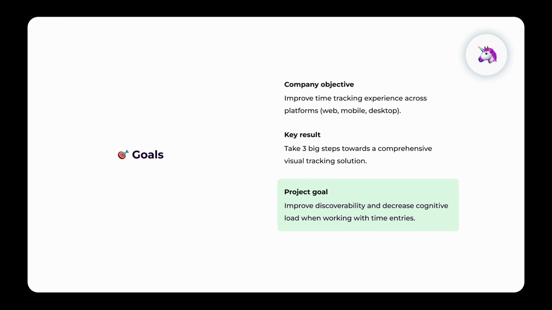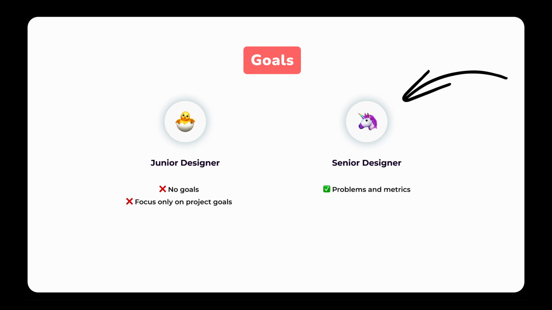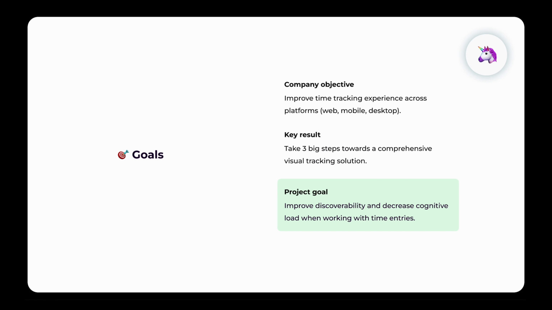Now let's take a look at how we could redo this section to present it a little bit more like a senior designer would. We need to focus on solving the problems and impacting metrics. And we will continue with the example of the timeline feature project. First, we need to add a company objective. It can be a goal or an OKR depending on what system you're using.